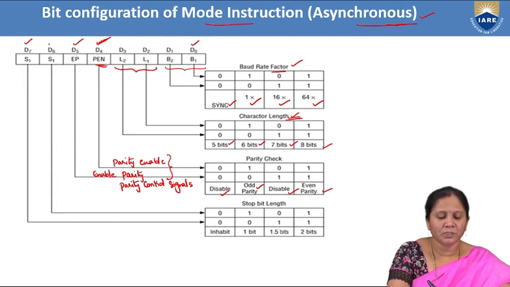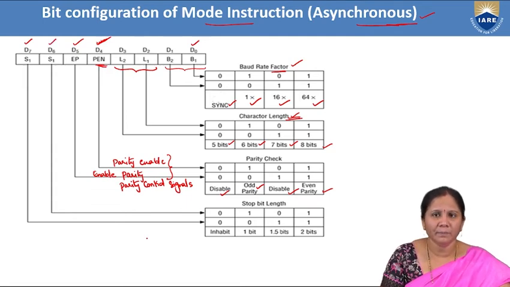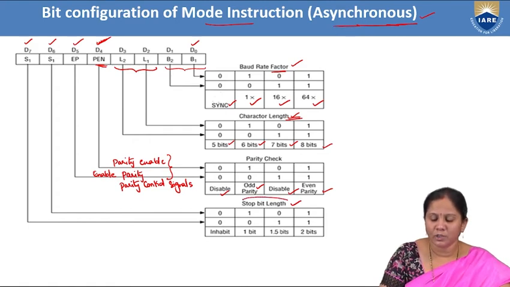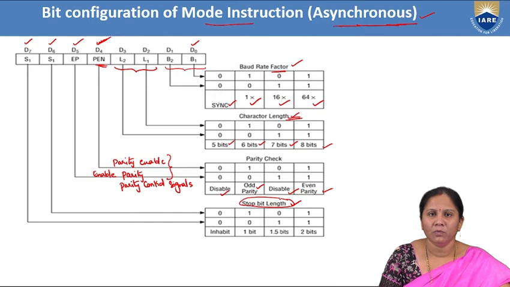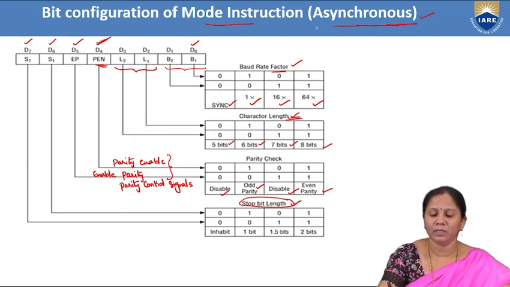And the next two bits are D6 and D7. This D6 and D7 bits represent the stop bit length. So here in the asynchronous mode only, we will have this stop bit length. Why? Because in the synchronous mode, we will not include any start bit and stop bit. So start bit and stop bit will be included only in the asynchronous communication. So these S1 and S2 bits represent the stop bit length.